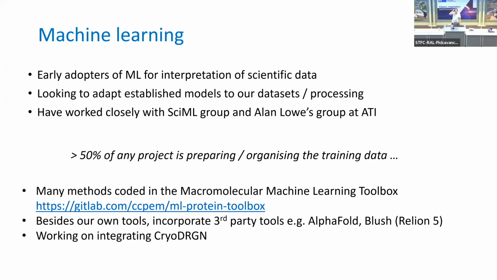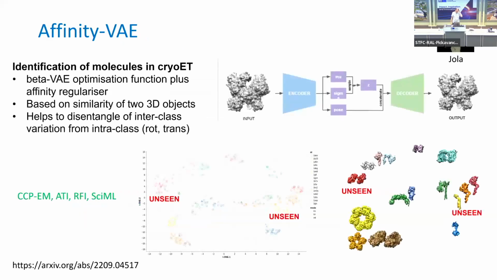But we're doing it from a very practical point of view. We're not in the business of inventing new architectures or anything, but we're looking at how established machine learning architectures can be applied to our kind of data. And in this, we've worked closely with the SciML group in our department, with the RFI as well, I should say, and also Alan Lowe's group at the Alan Turing. So just a couple of examples of that.